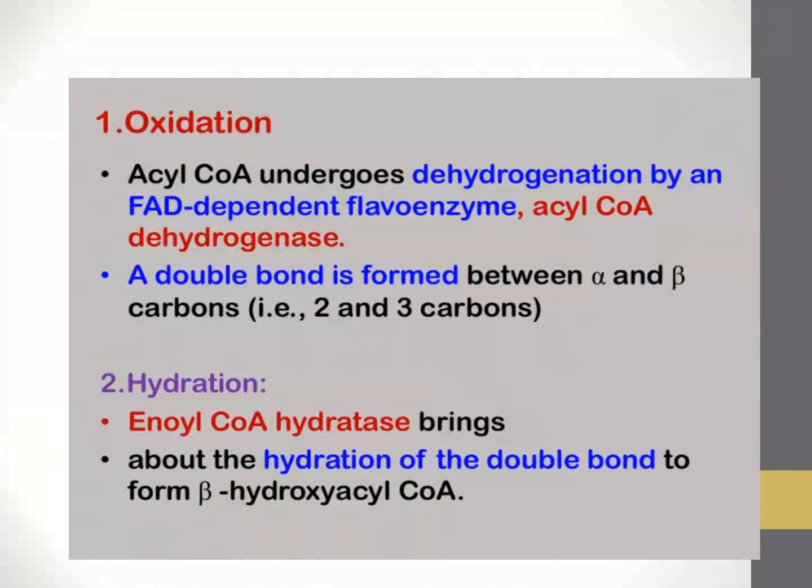Acyl-CoA undergoes dehydrogenation, that is removal of hydrogen by an FAD dependent flavoenzyme acyl-CoA dehydrogenase. A double bond is formed between alpha and beta carbon, that is second and third carbon atom. In the next step, hydration takes place in the presence of enol-CoA hydratase enzyme. In hydration, water is added to the double bond to form beta hydroxy acyl-CoA.